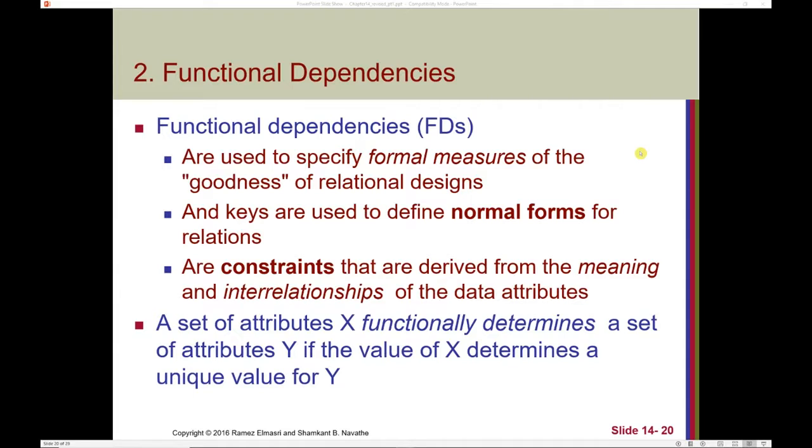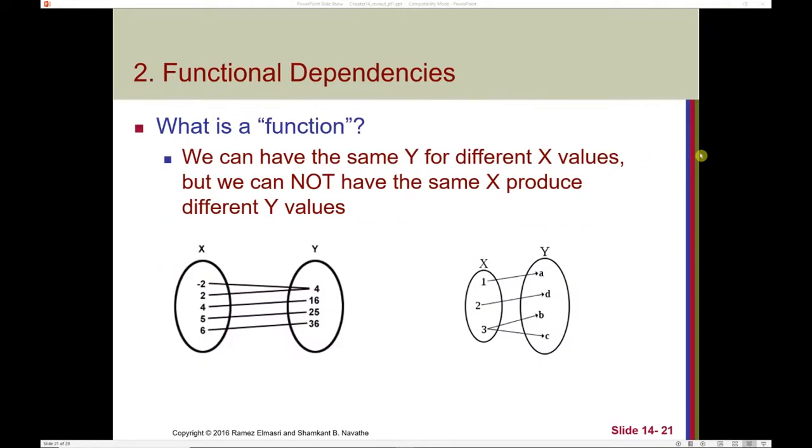Now this definition can lead to confusion, so what I'd like to do here is show an example and make sure that it's well understood. In order to do this, I'd like to call upon the idea of a function from mathematics. So you may have studied functions back in secondary school. What is a function? We say that something is a function when we can have the same y for different x values, but we can't have the same x produce different y values.